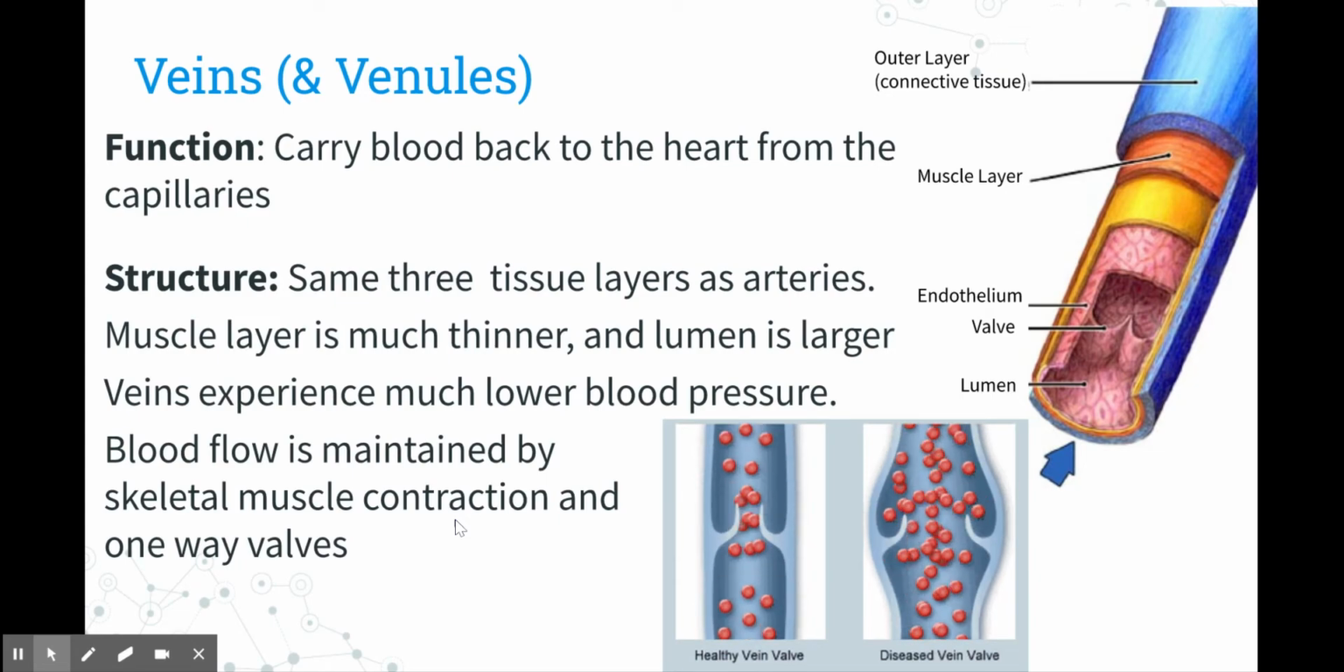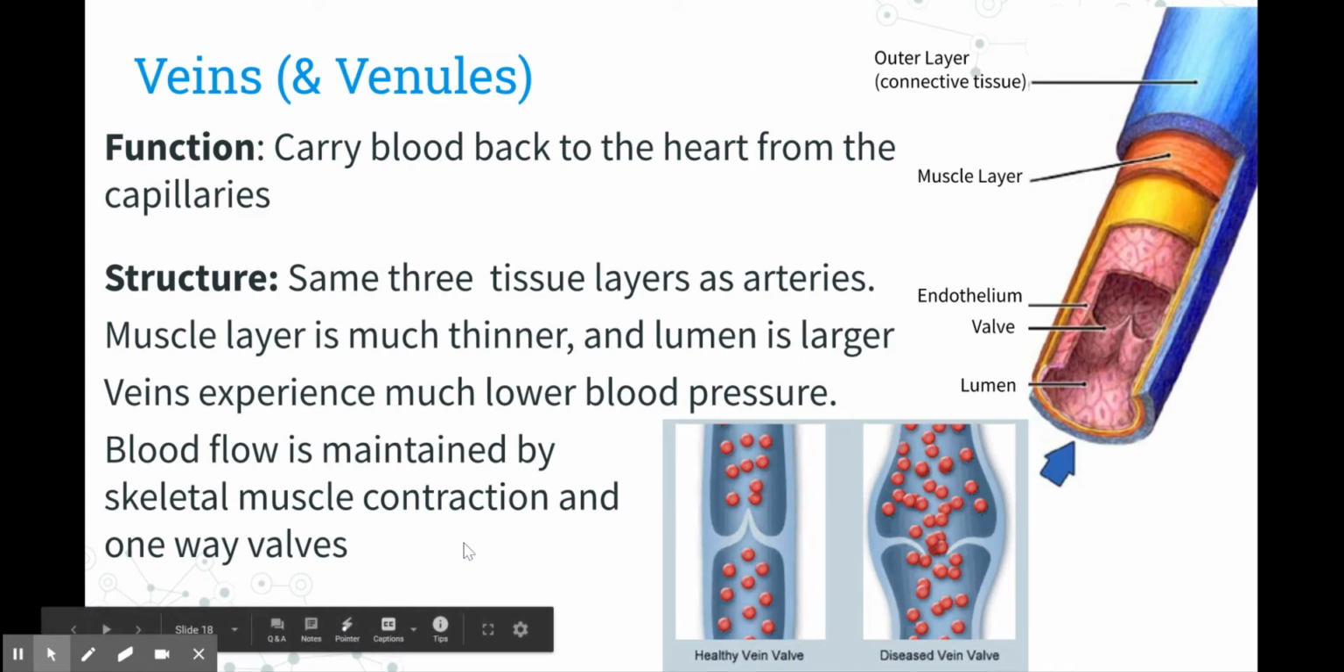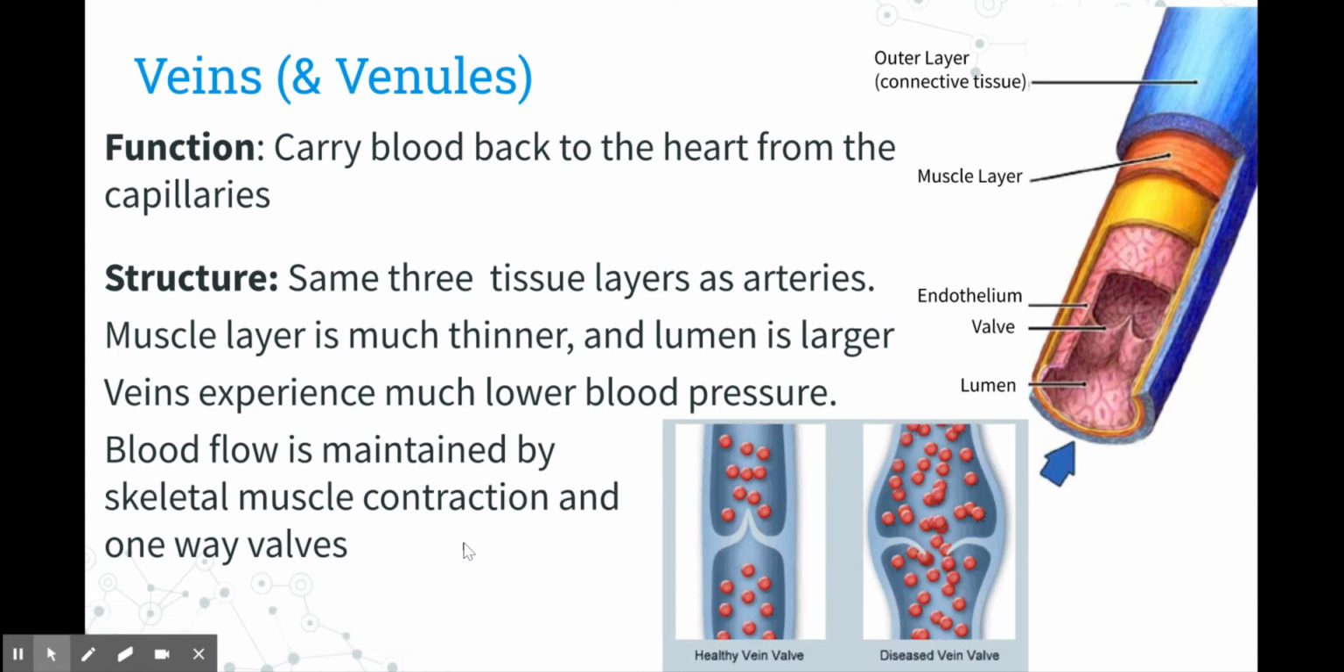And the veins. The veins have an opposite function of the arteries. Their job is to return blood back to the heart from the capillary beds. They have the same three layers as the arteries do, an outer connective tissue layer, a muscle layer in the middle, and then an endothelium lining, but they are much, much thinner. The lumen, the internal cavity of a vein, is much larger, and because of those two factors, the veins experience a much lower blood pressure.